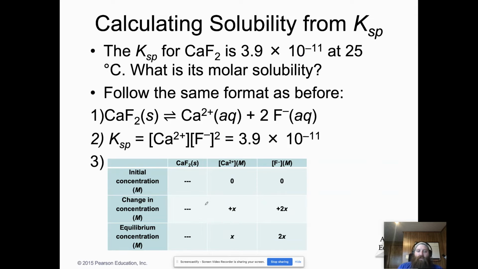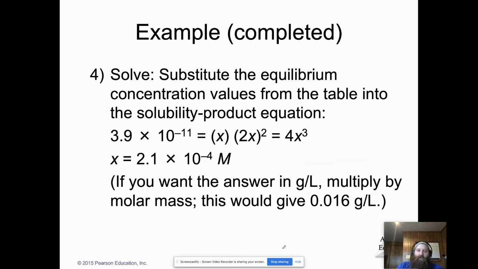Now I go to my ice table. Well, the initial concentration of a solid isn't a concentration. We don't have moles over liters to give you a molarity, so you just use a dash. We know that at time equals 0, though, there is no calcium or fluoride ion present, so those are zeros. Our change in concentration is going to be plus X for calcium and plus 2X for fluoride because we have a 2 there. And so our equilibrium concentrations are going to be X and 2X.